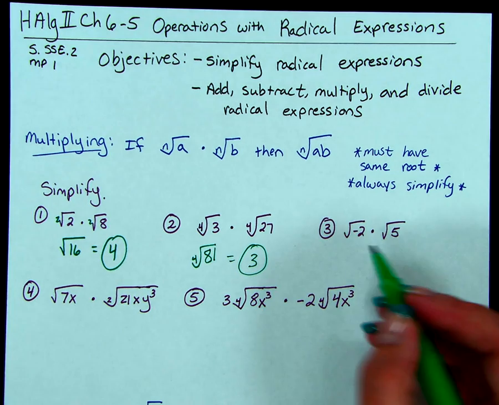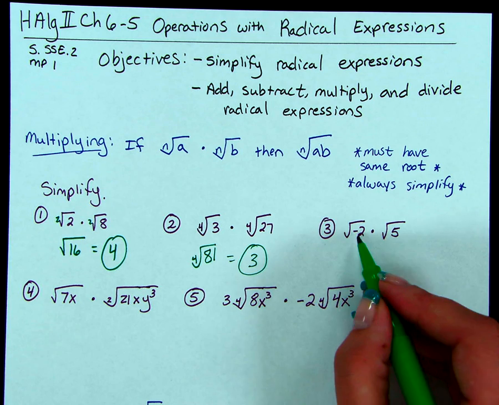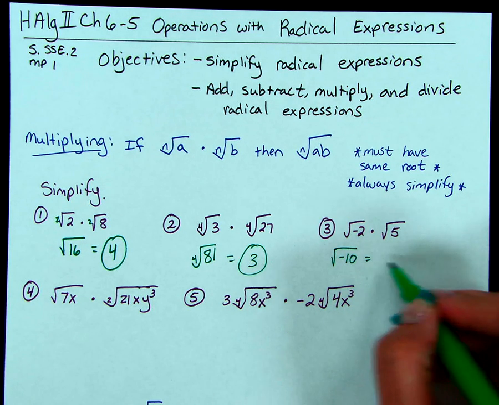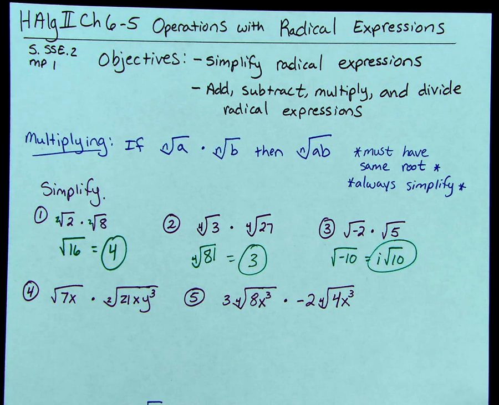All right, same thing with the next one, so square root and square root. Negative 2 times 5 will be the square root of negative 10. And to simplify, I can take an i out. So we would have i square root of 10 for the final answer.